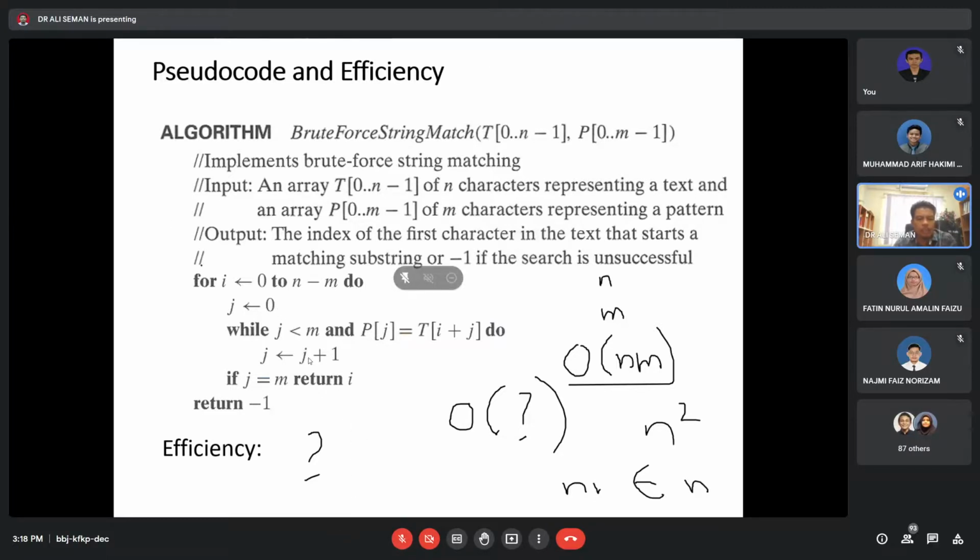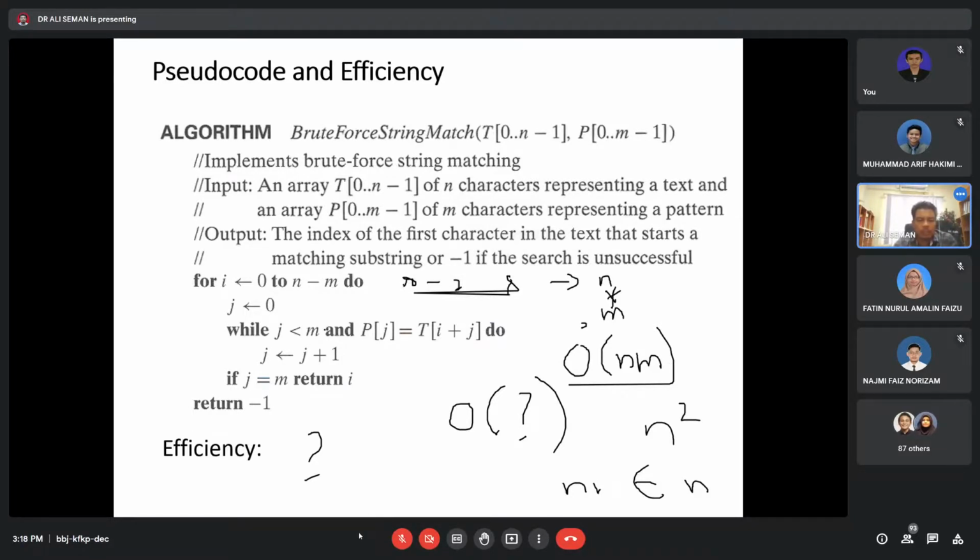Because from here, generally, we can see that this I goes until N minus M. If N is, let's say, 10 and M is 8, so we conclude this goes until N, right? And here J is less than M, which is not N. It means if N is 2, then N times M. So what we can say is O of N times M.